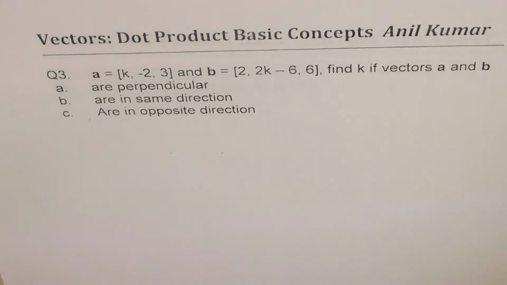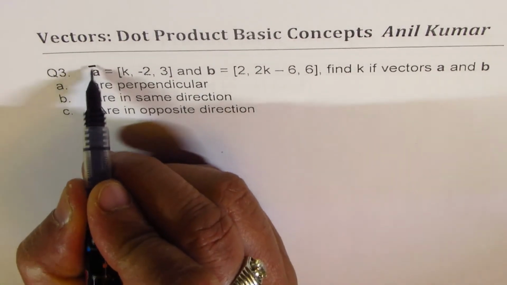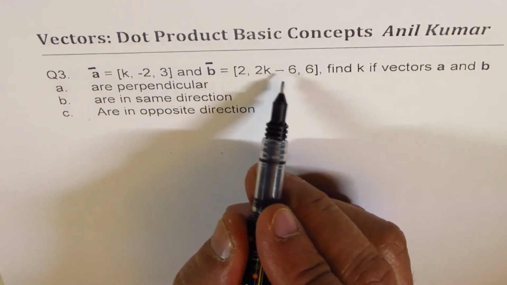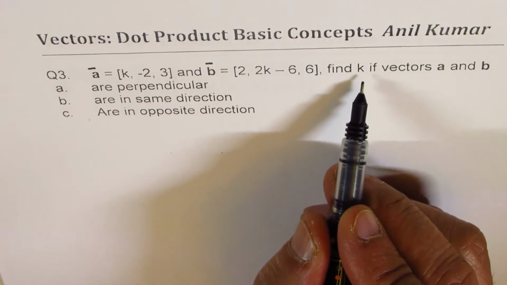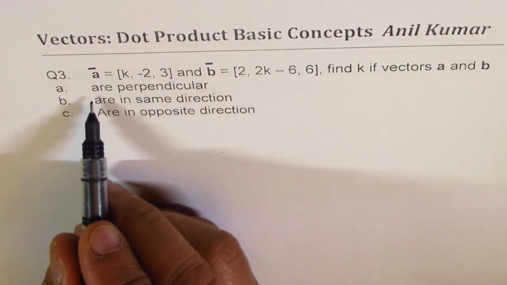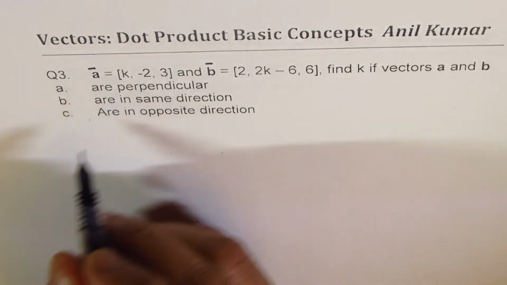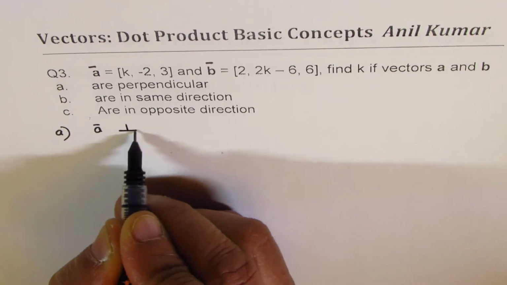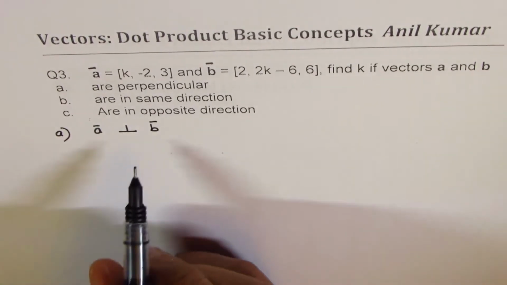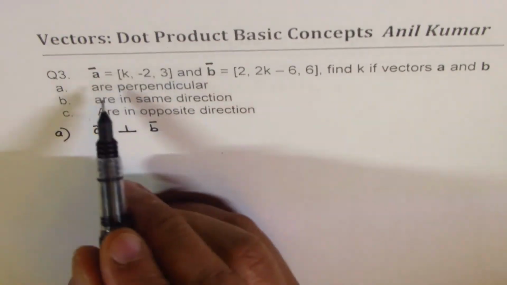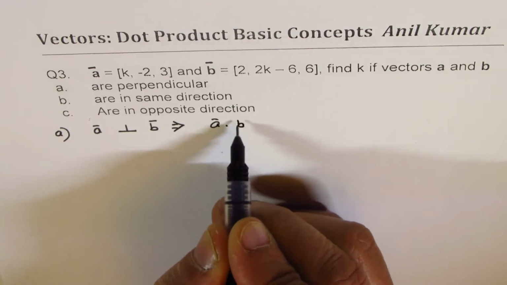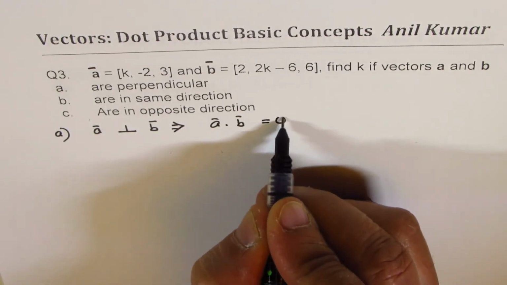Now let's move on to the next question, which is if vector A is equal to (k, minus 2, 3) and vector B equals (2, 2k minus 6, 6), find k if vectors A and B are in 3 different conditions. A is perpendicular, so let's do perpendicular. So we are looking for vector A being perpendicular to vector B. Now they are perpendicular if the dot product is 0, right? So that means we could look for vector A dot vector B equals 0.